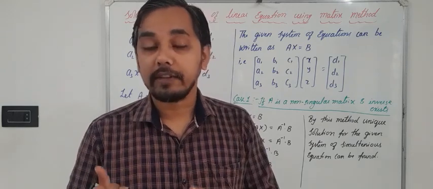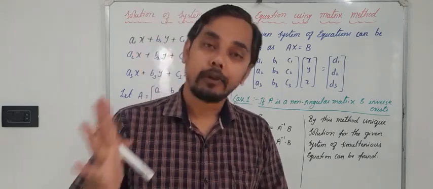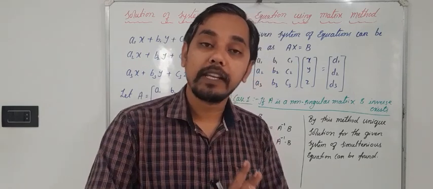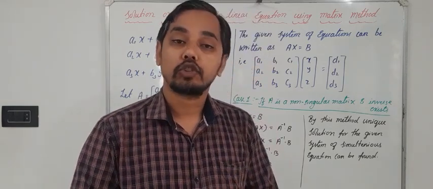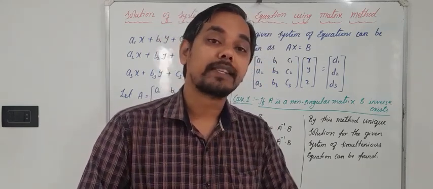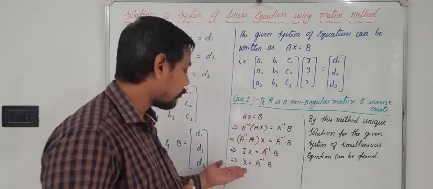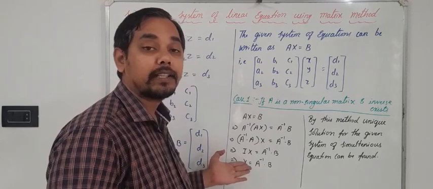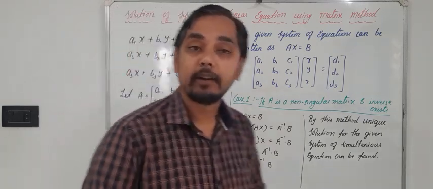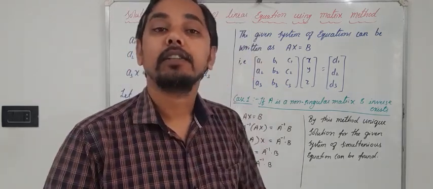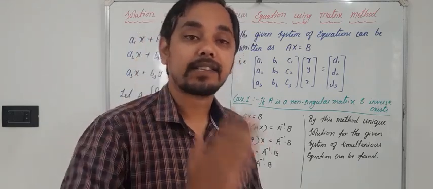What was the definition of a consistent system? For a given system of linear equations, a solution should exist. When a solution exists, we call it a consistent system. As we have found the solution here, that means we have verified, or certified, that the solution exists and it is a consistent system.